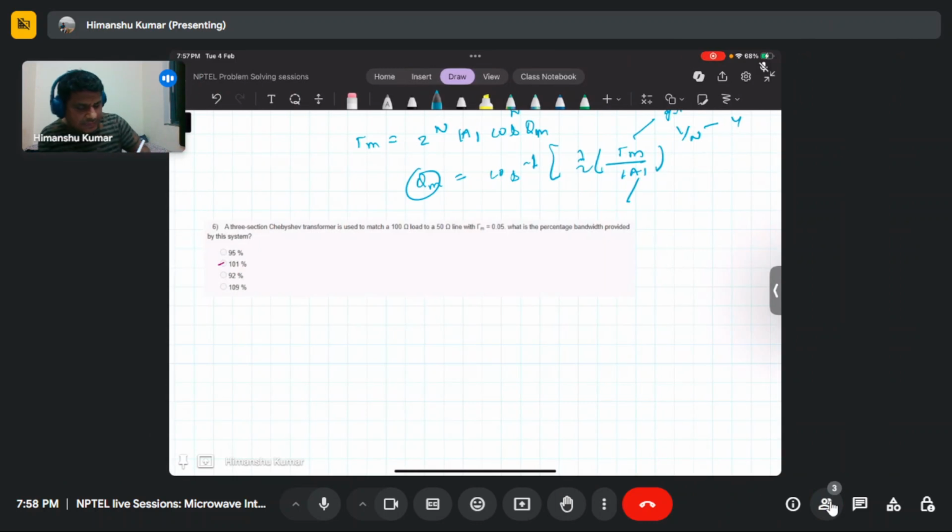In this problem, a three section Chebyshev line, n equals 3, is given, used to match a ZL of 100 ohm to a 50 ohm line. Z naught equals 50 ohm, and the ripple gamma m is given as 0.05.